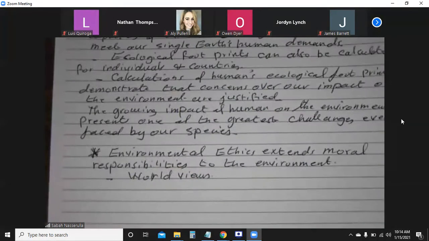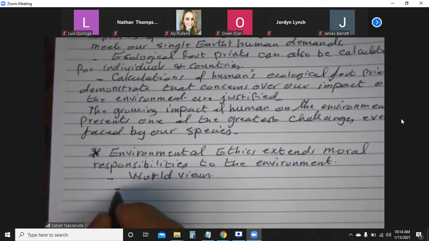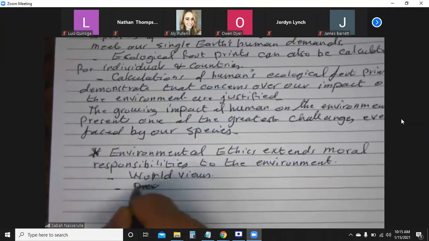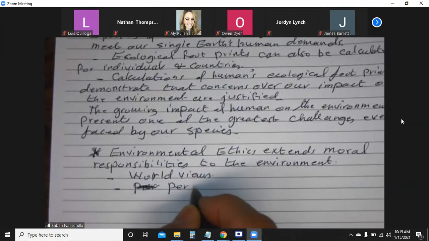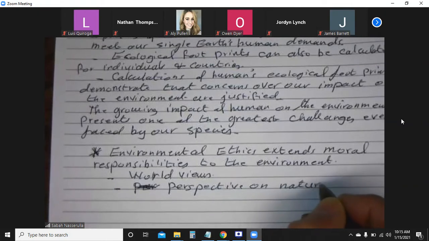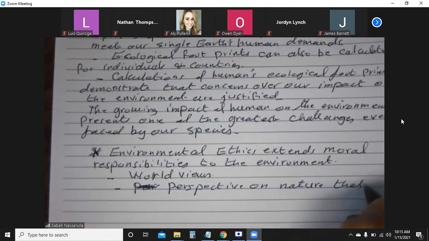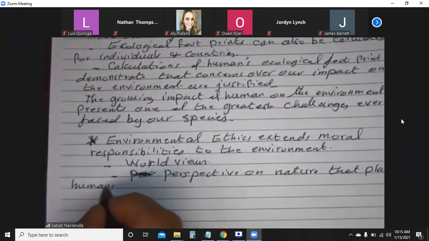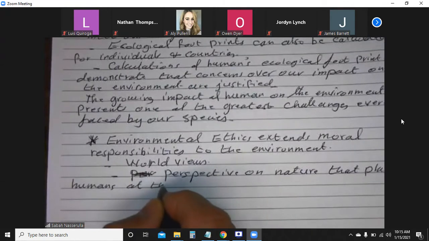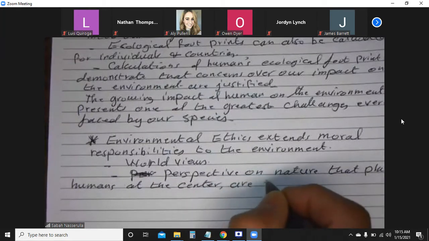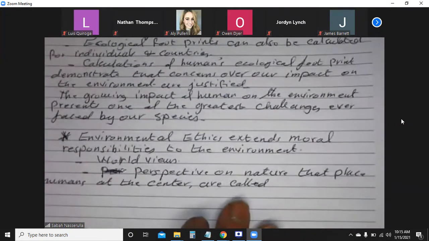Now, there is one point of view which we're going to discuss, known as the anthropocentric perspective on nature, that places humans, basically what you call at the center. These are called anthropocentric.